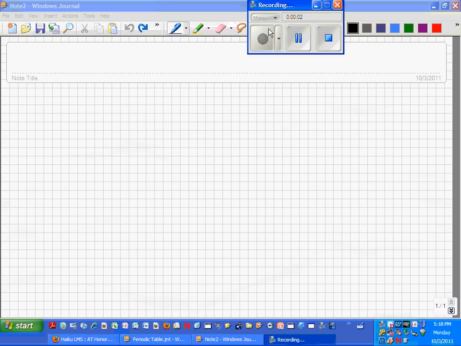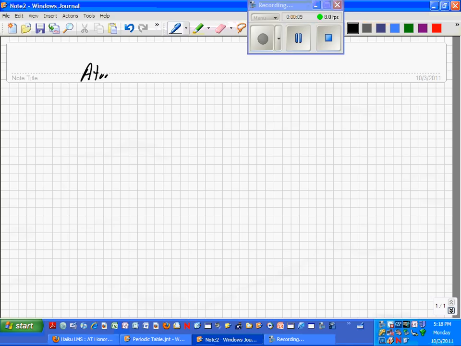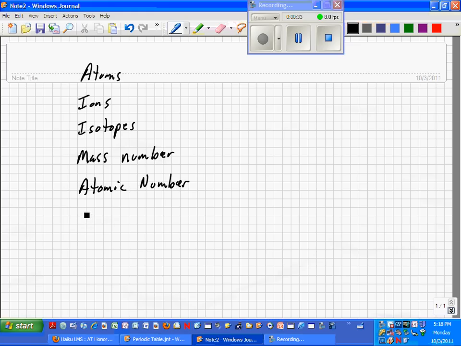We've got 6 basic terms that describe atoms. Problem is they sound a lot alike. We've got atoms, ions, isotopes, mass number, atomic number, and average atomic mass.